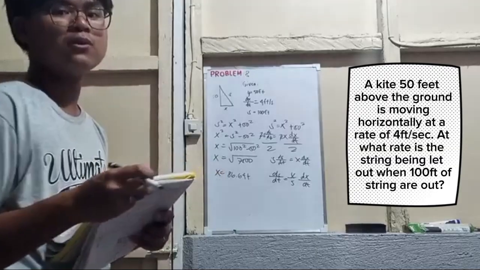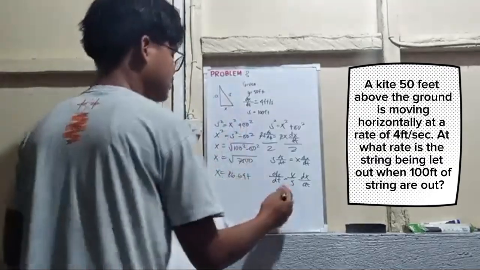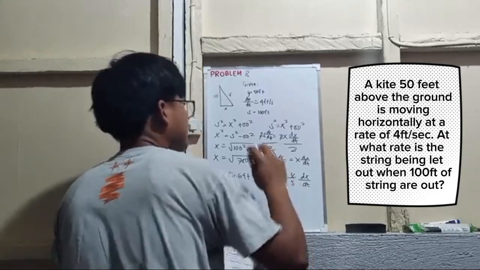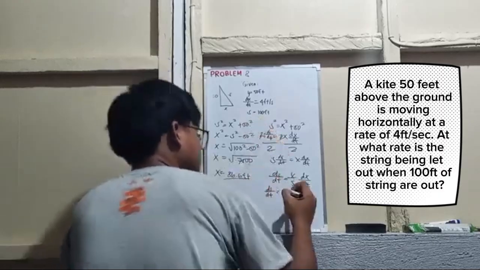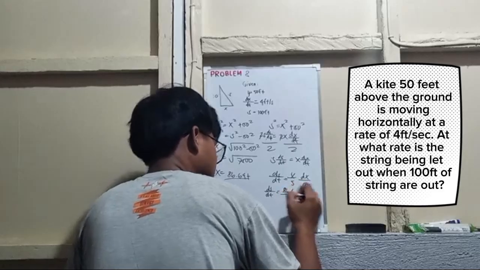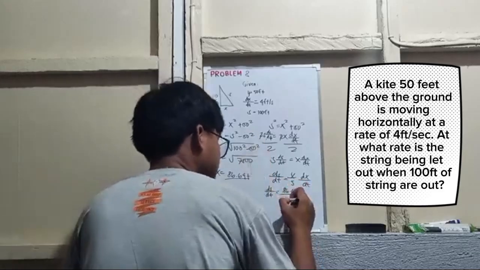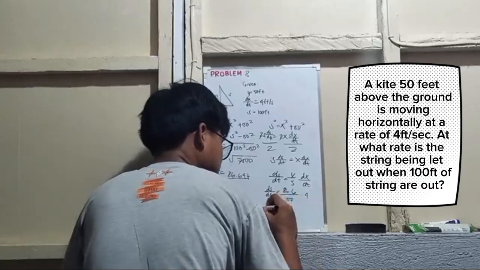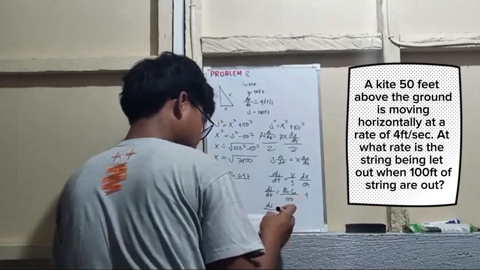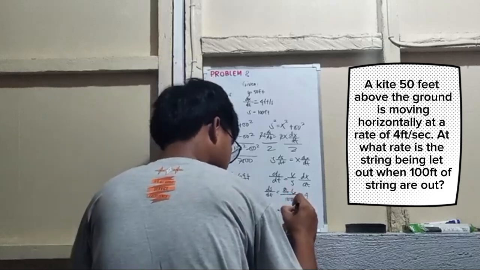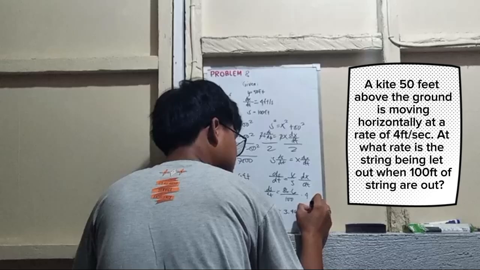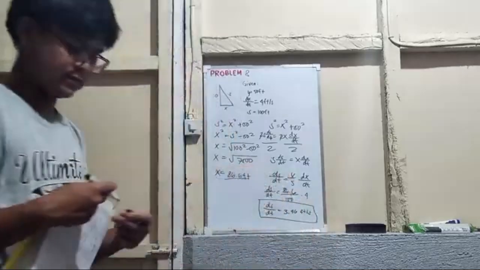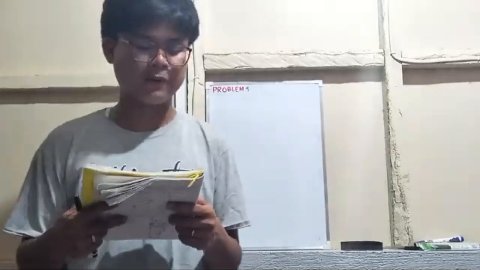Then now we'll substitute the given in this formula. So ds over dt is equal to x, which is 86.6, and our s as 100, and our dx over dt as 4. So we will get the value of 3.46 feet per second. So this is our final answer. So we'll proceed to problem 9.